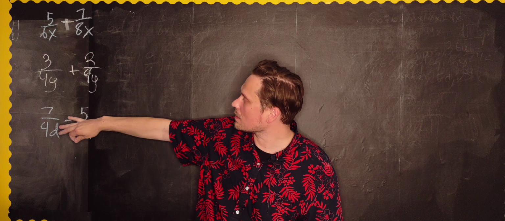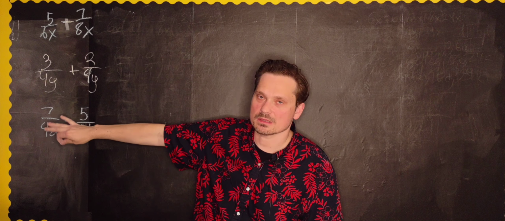The denominators are all slightly different, but also a little bit the same. Like this is x and x, only difference is 6 and 8. Y and y, only difference 4 and 9. D and d, only difference is 4 and 6. So you have to look at the LCMs first.